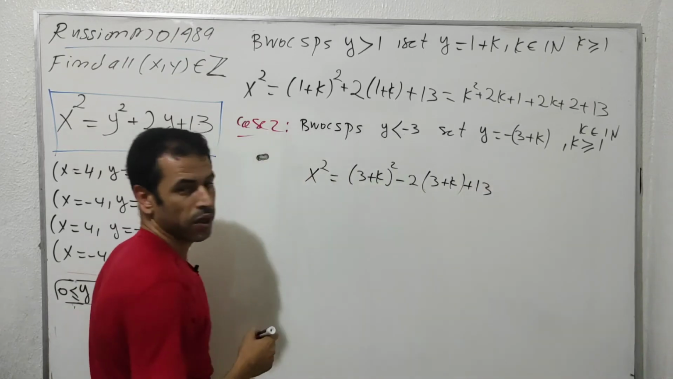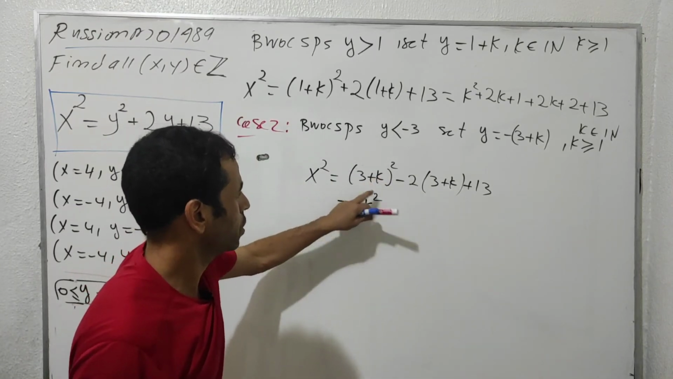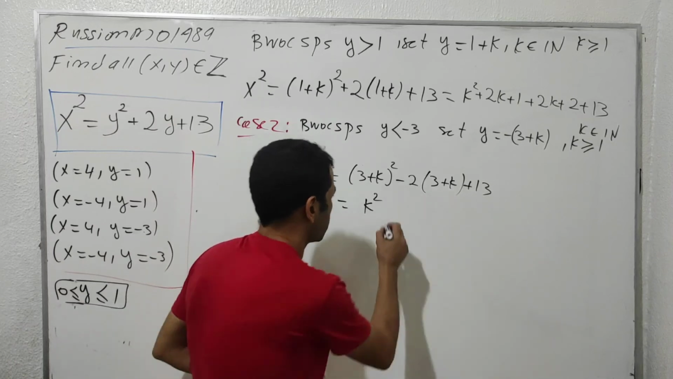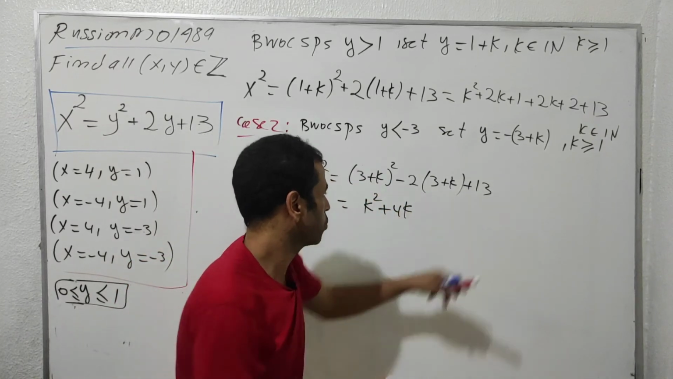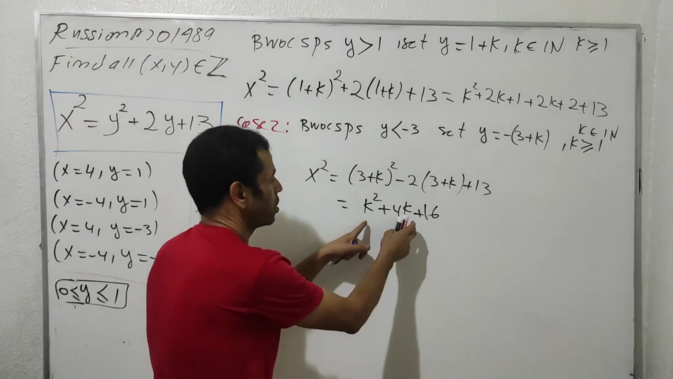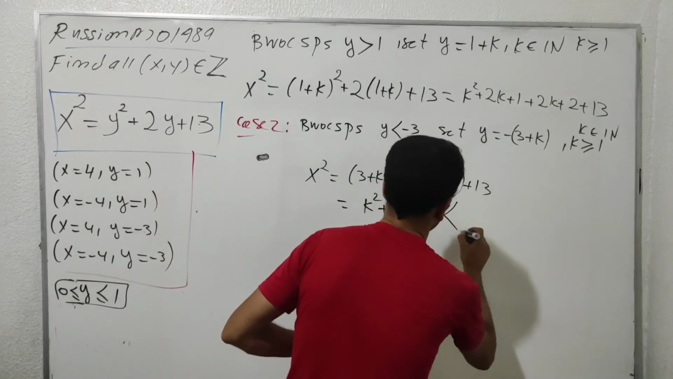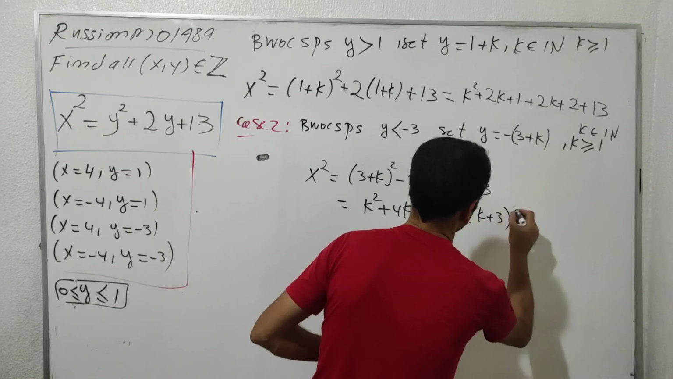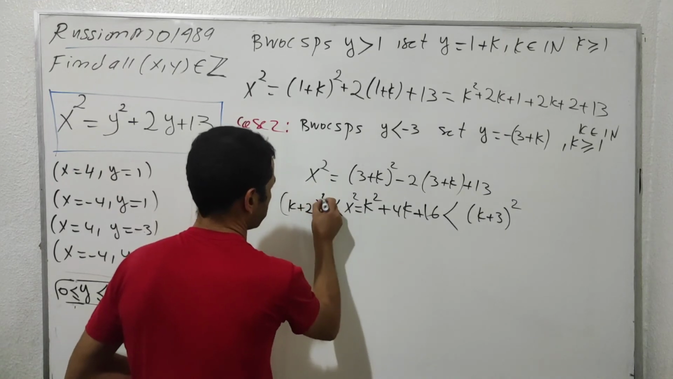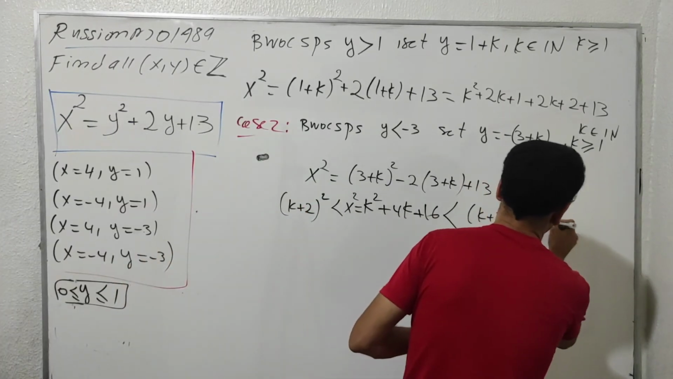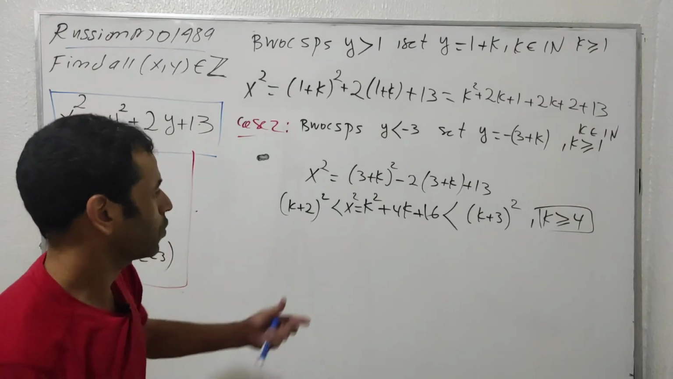Okay, let's simplify this one out. I get here k squared. I get here 6k with minus 2k. I get here plus 4k. I get here 9, I get minus 6, which is 3, plus 13, which is 16. Okay, this expression that we find now is the same expression that we found before. So this one is strictly inferior to k plus 3 squared and strictly superior to k plus 2 squared. Okay, so always this one k is superior or equal to 4 as we found before.